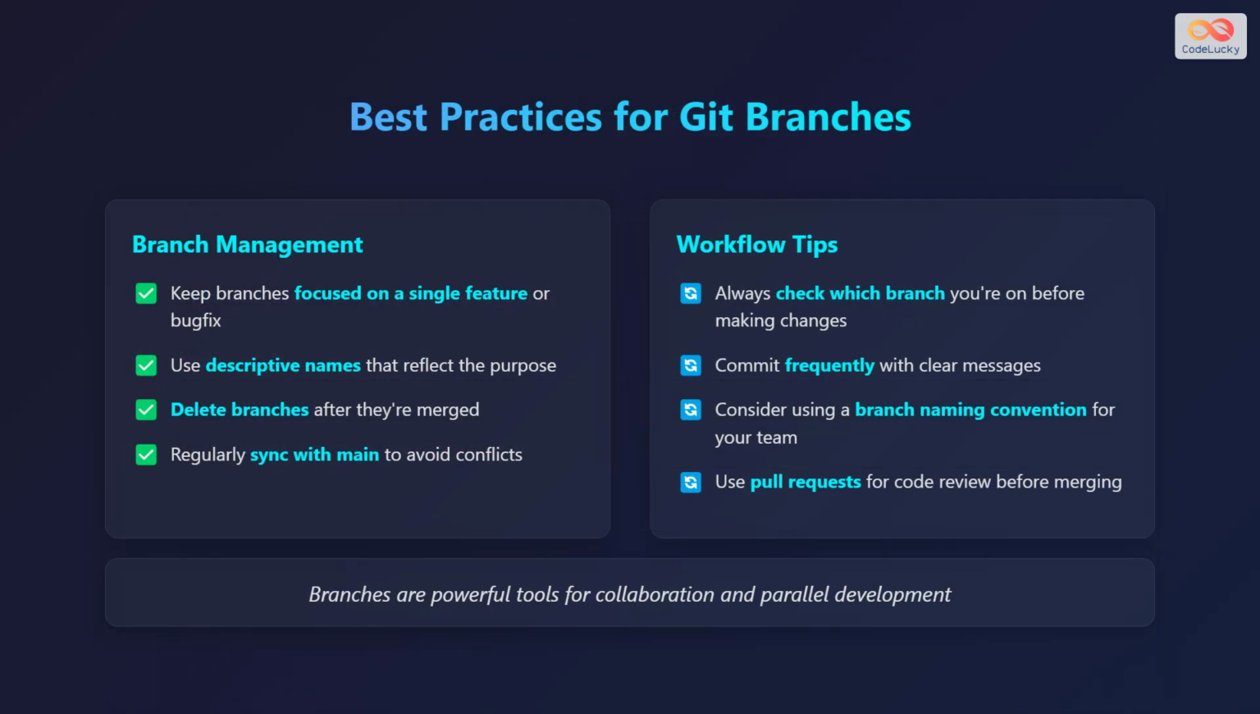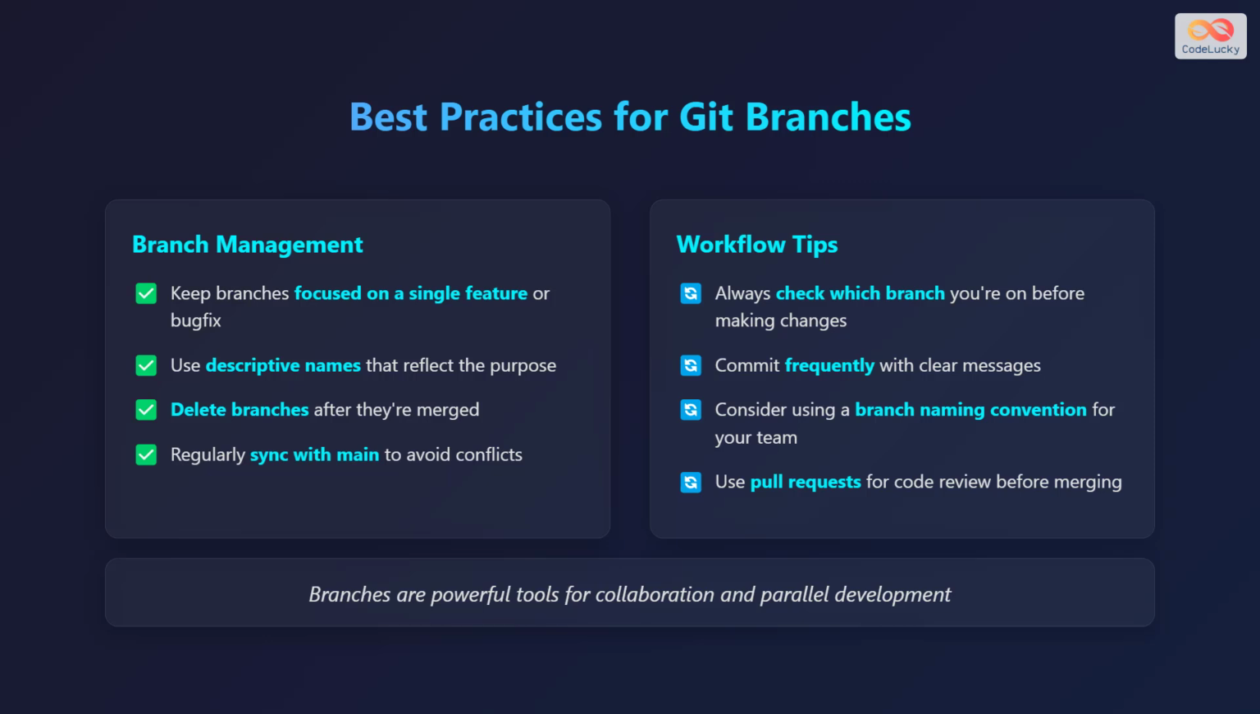Let's discuss some best practices for working with Git branches. In terms of branch management, keep branches focused on a single feature or bug fix. Use descriptive names that clearly reflect the purpose of the branch. Delete branches after they're merged to keep your repository clean. And regularly sync with the main branch to avoid conflicts.